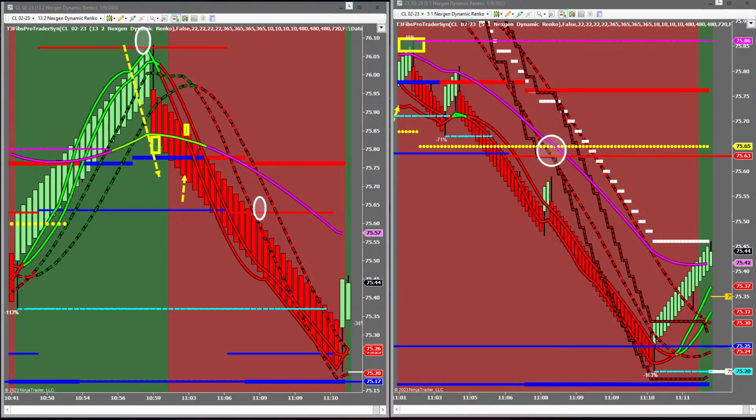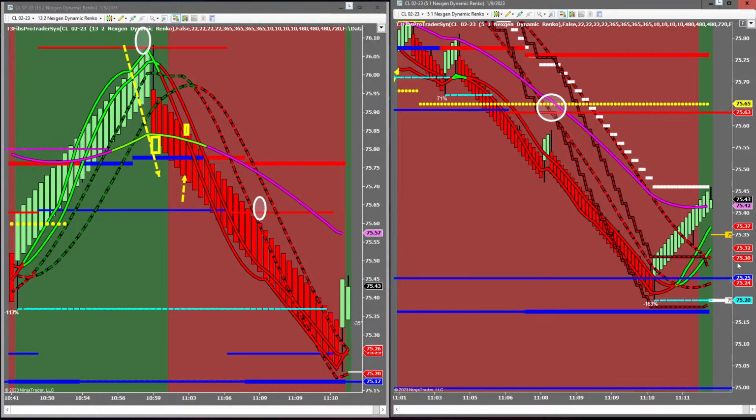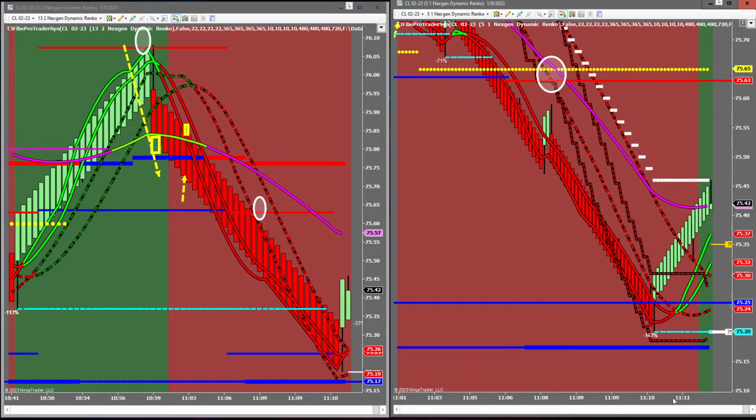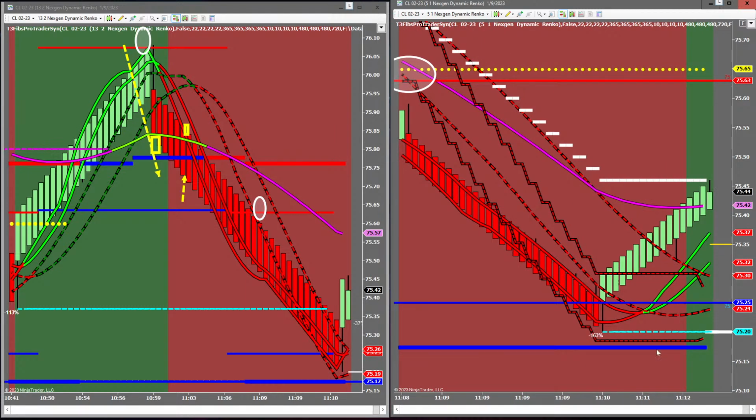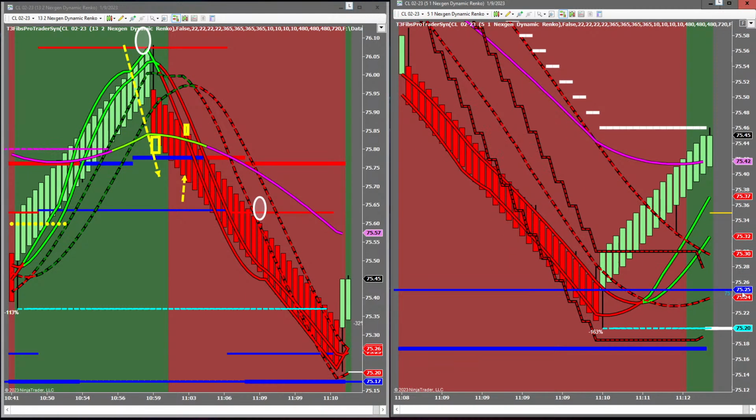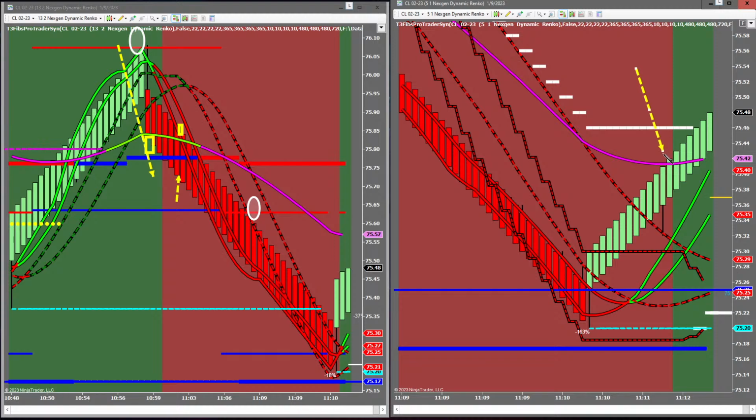Okay, so here's a question. And remember when I told you guys about going short on the wrong side of your large triggers? Do you want to go short after fibs hold on the wrong side of your triggers?